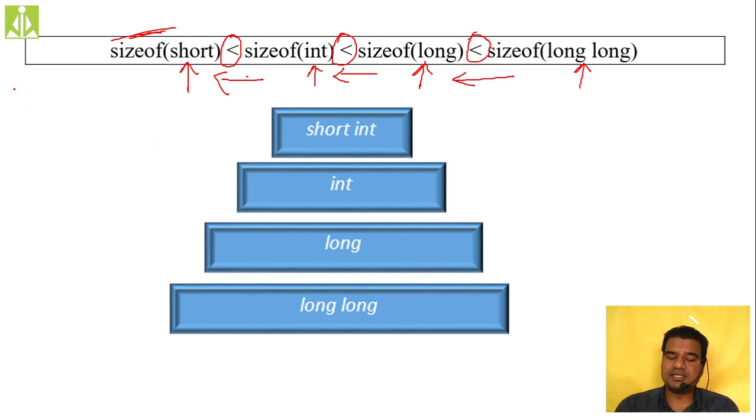I have shown the size pyramid over here. The short integer takes less memory, integer takes more, long integer some more, and long long integer more and more. So likewise, as the size increases, the range will also increase.